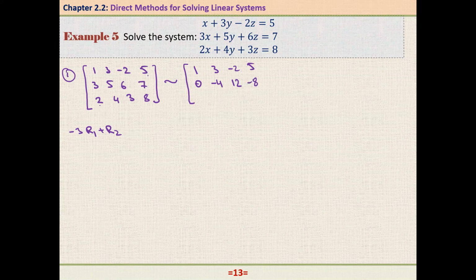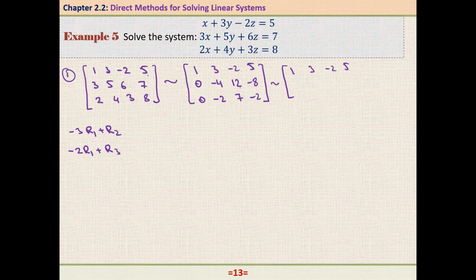And how about the third row? I should multiply the first row by -2 and add it to the third row, right? So then we will have -2 times 1, -2 plus 2, that's equal to 0. -2 times 3, -6 plus 4, -2. -2 times -2 is 4. 4 plus 3 is 7. -2 times 5, -10 plus 8, that is -2. Okay. Next we have 1, 3, -2, 5.